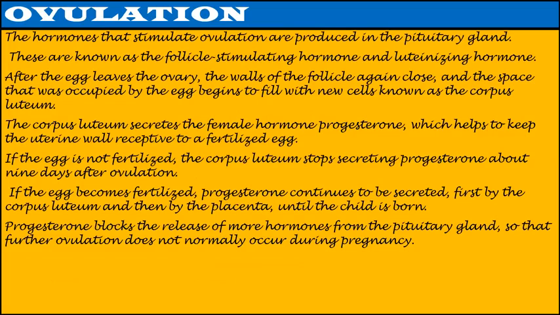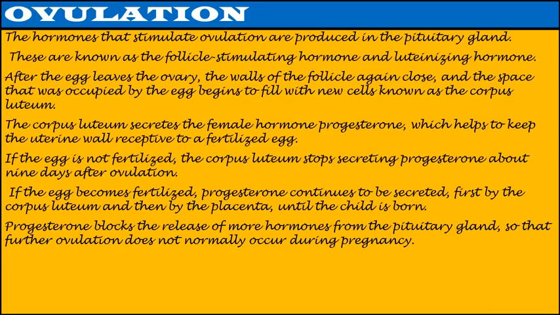The hormones that stimulate ovulation are produced in the pituitary gland. These are known as FSH or follicle stimulating hormone and LH, that is luteinizing hormone. After the egg leaves the ovary, the walls of the follicle again close and the space that was occupied by the egg begins to fill with new cells known as the corpus luteum. The corpus luteum secretes the female hormone progesterone, which helps to keep the uterine wall receptive to a fertilized egg.